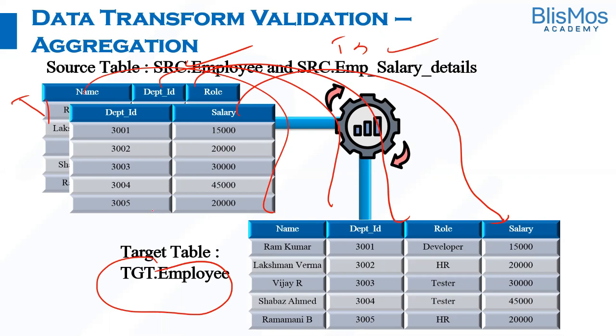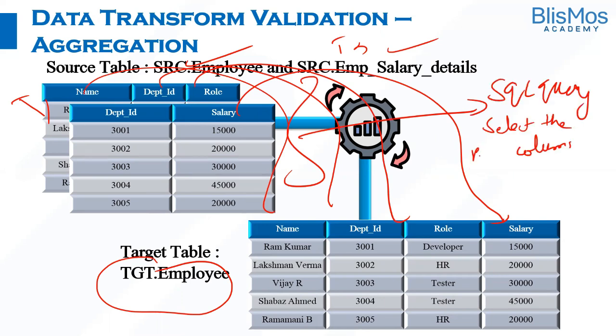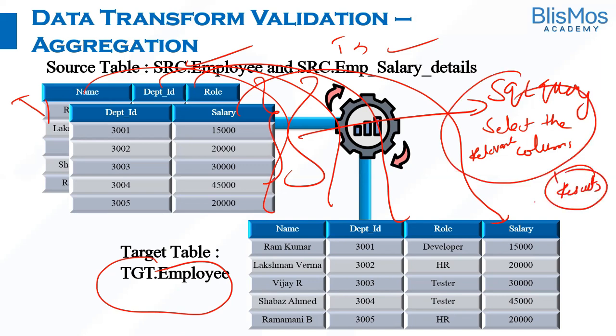What you have to do is write a SQL query to select the relevant columns from these two tables. So you'll get results from that. Those results need to be compared with the target table. You'll get to know whether the transformation has happened properly or not. We'll also see a couple of hands-on examples to understand this.